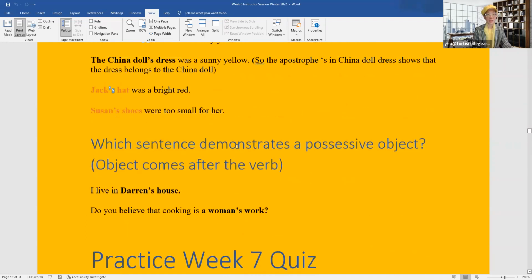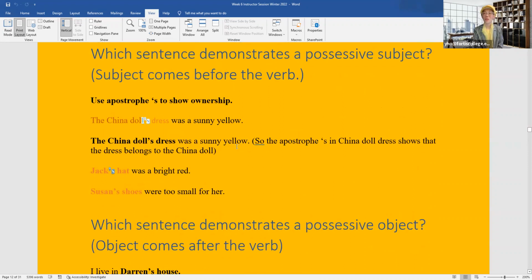And last but not least, when do we use an apostrophe? So we use apostrophe S to show ownership. So if I say the China doll's dress was a sunny yellow, that means that the dress belongs to the China doll. And so therefore, we use an apostrophe S to show possession.